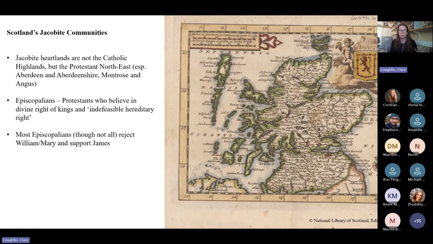So the Highlands form a really important constituency of Jacobitism, but they are not the only constituency. And we need to think about other things like religion as well. Catholics form the backbone of Jacobite support in Ireland and also in England. But in Scotland, most Jacobites are actually Protestants, and they're a particular type of Protestant known as Episcopalian.